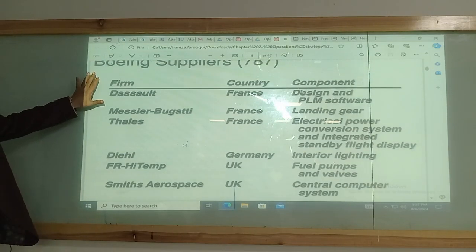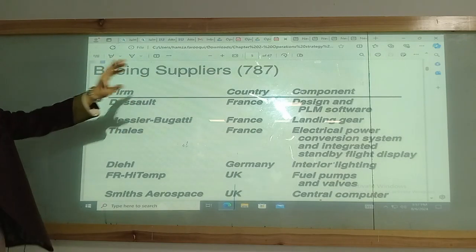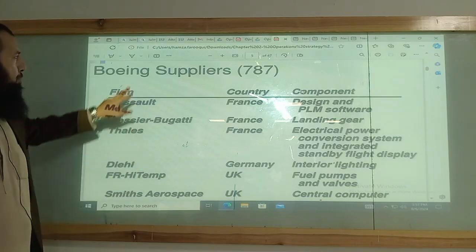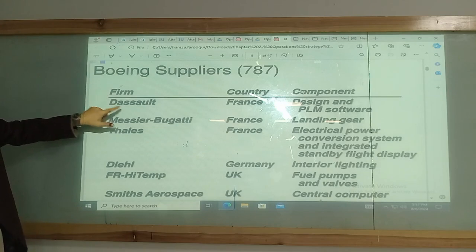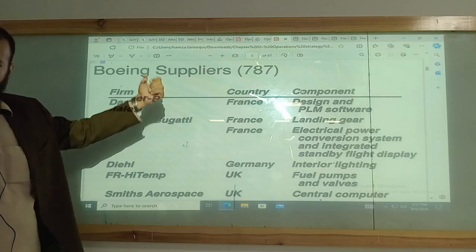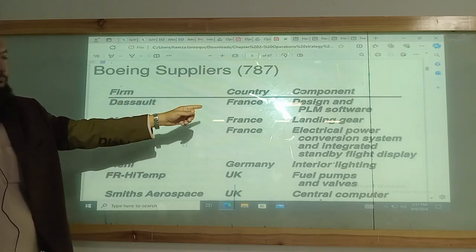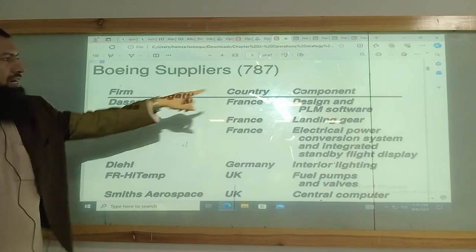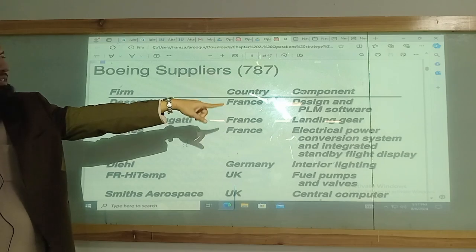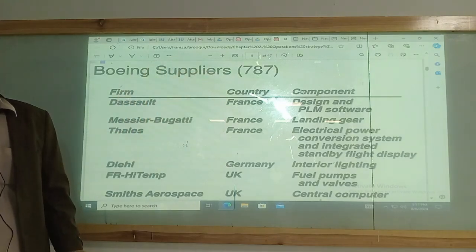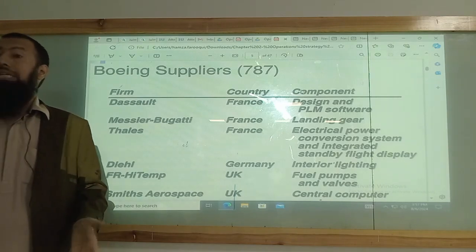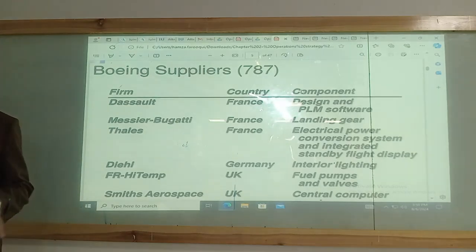Okay, you see Boeing suppliers. We talked specifically about the 787, one of the highest selling brands, along with the Boeing 747. So you see the firm is in France. France is the country where the competitor Airbus is being built, but still they are getting the design and programming software from France just to be competitive. So it is not the choice, it is the need.